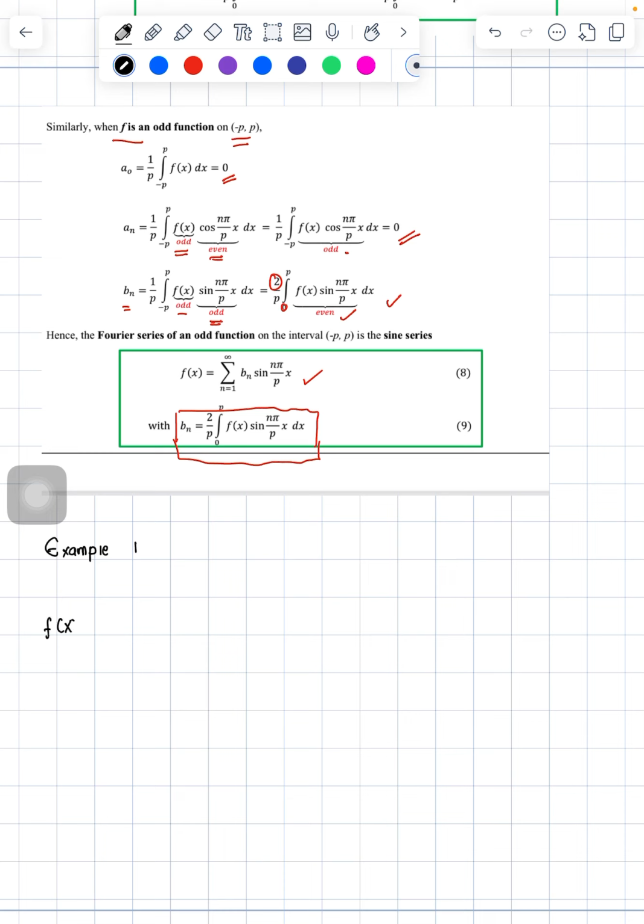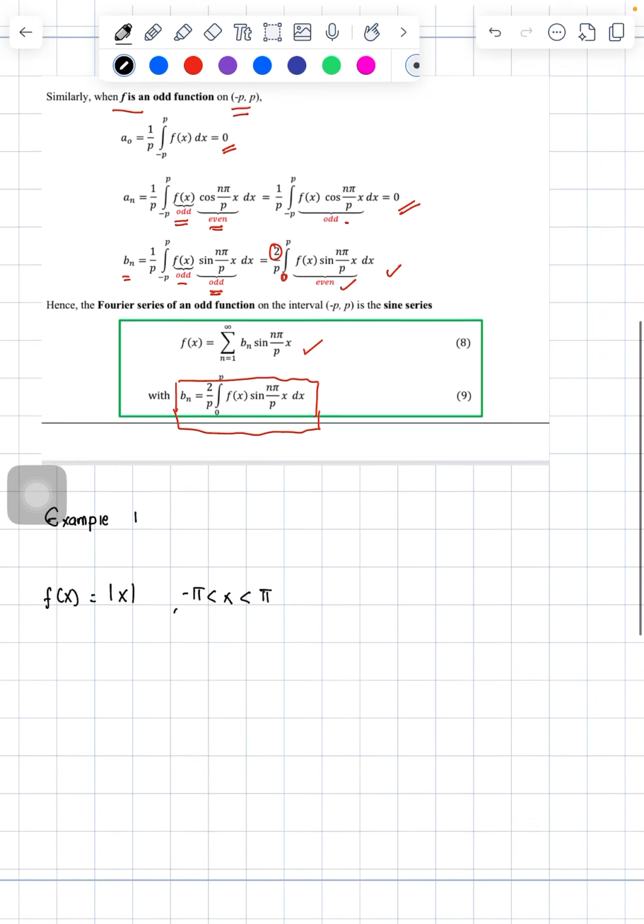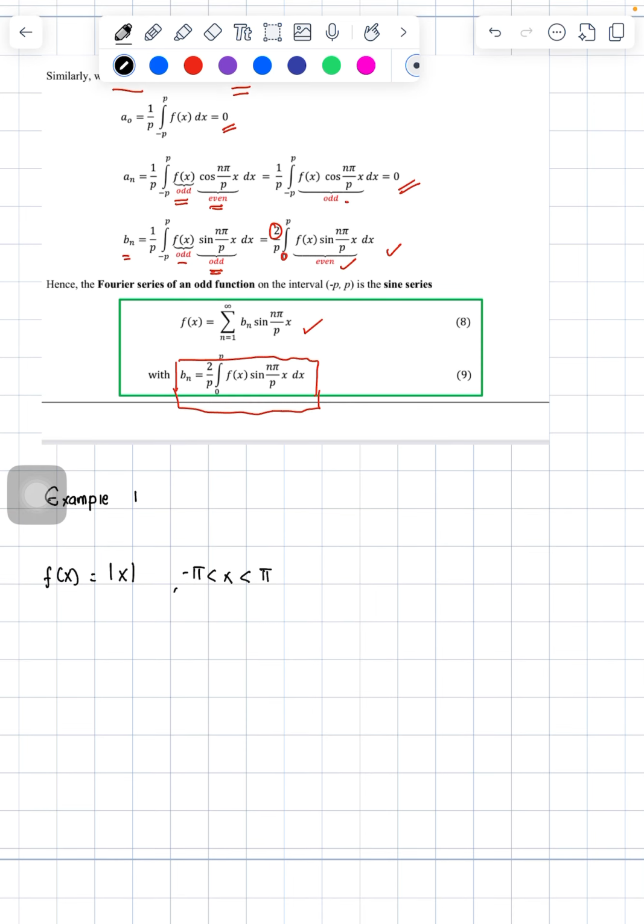Okay, if we have f(x) equals absolute x, for x greater than negative pi and less than pi, expand the given function in an appropriate cosine or sine series. The question asks you to expand the given function in an appropriate cosine or sine series.